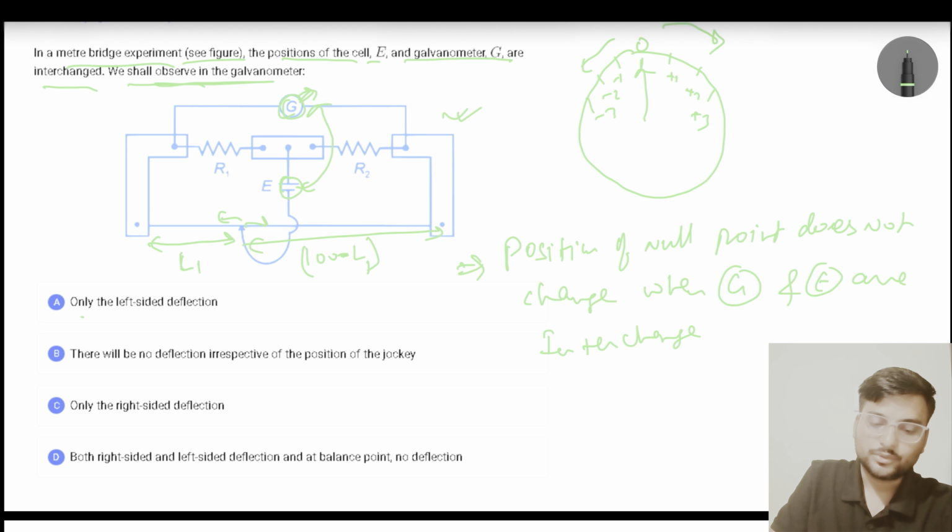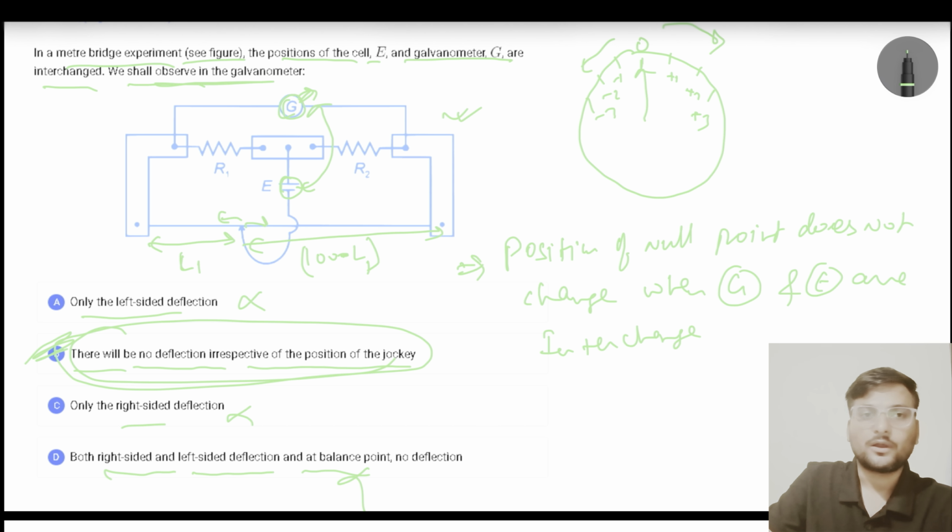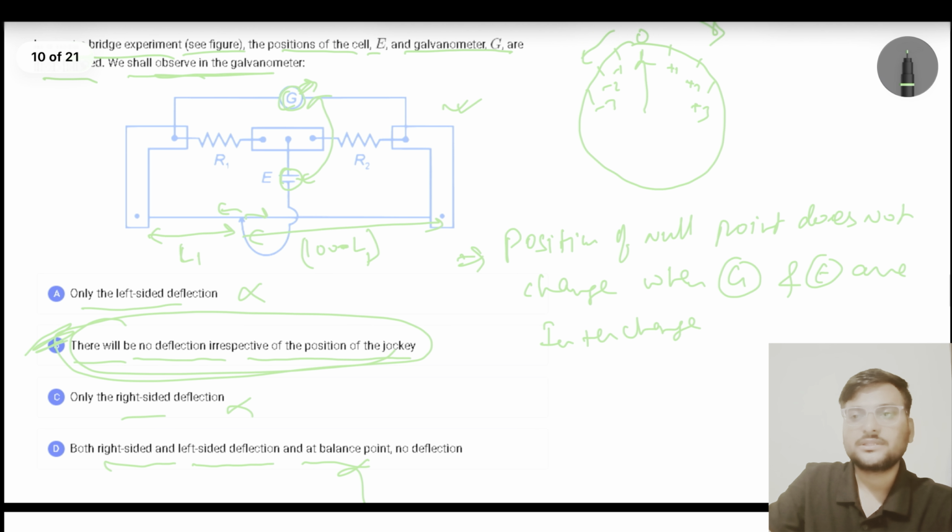It will not turn to the left, children. There will be no deflection irrespective of the position of the jockey. Both left and right deflection are not possible. No right deflection, so option B is your correct option. Okay children, option B is the correct one. Whenever you change the position and the equation is in balance, there will be no change in this.